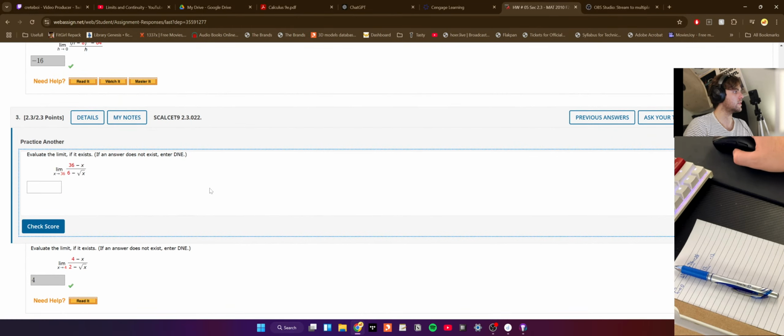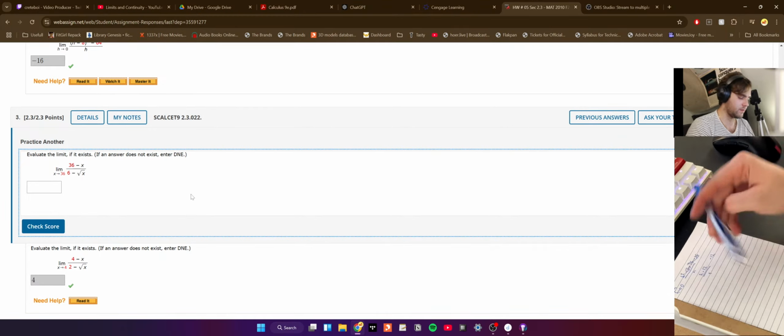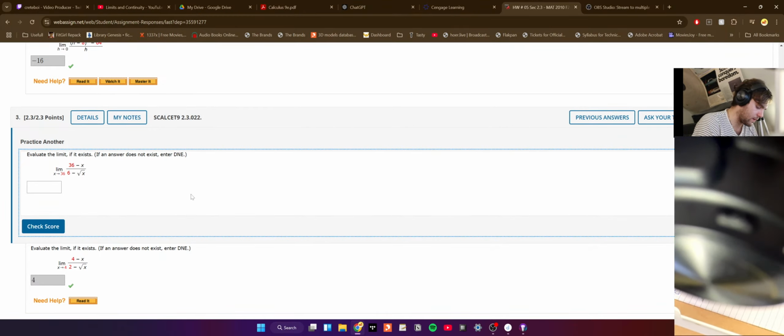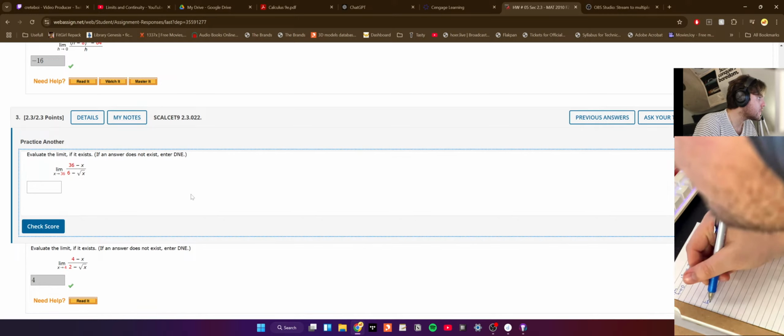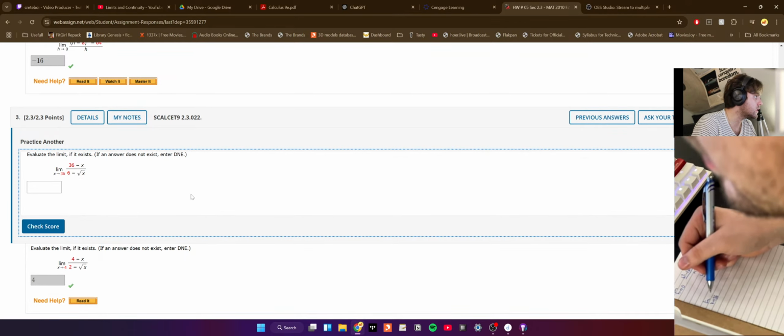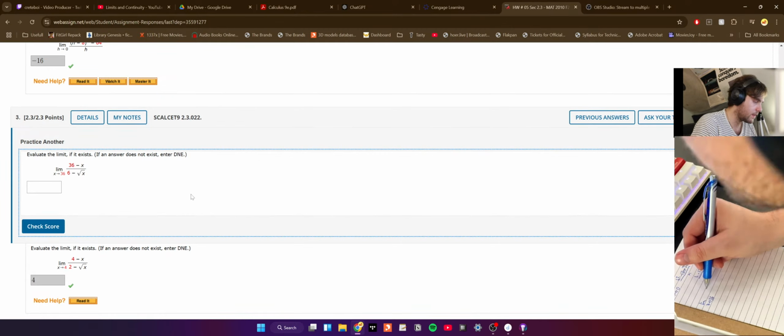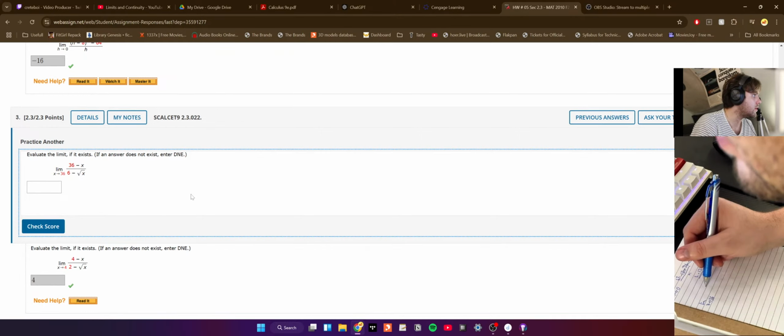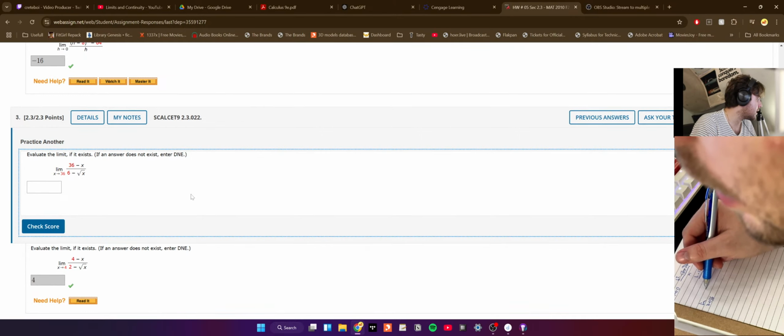Alright, let's practice another. Square roots, the bane of my existence. The limit as x approaches 36. So 36 is obviously a square. If we just sub x in, that's not right. That's not correct.